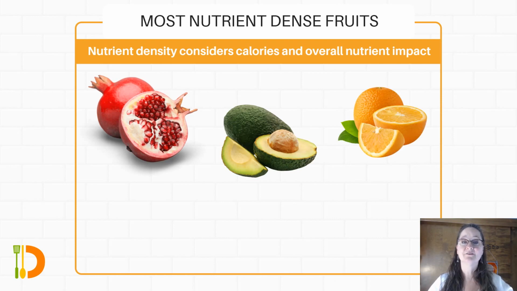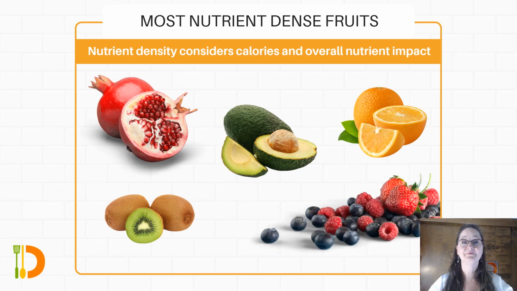Citrus is an excellent source of vitamin C, soluble fiber, potassium, magnesium, calcium, and the zest contains flavonoids that are recognized for their support in heart health. Kiwi is an excellent source of vitamin C, as well as potassium and fiber. Lastly, berries contain a lot of fiber, vitamin C, potassium, and a number of antioxidant-rich pigments.